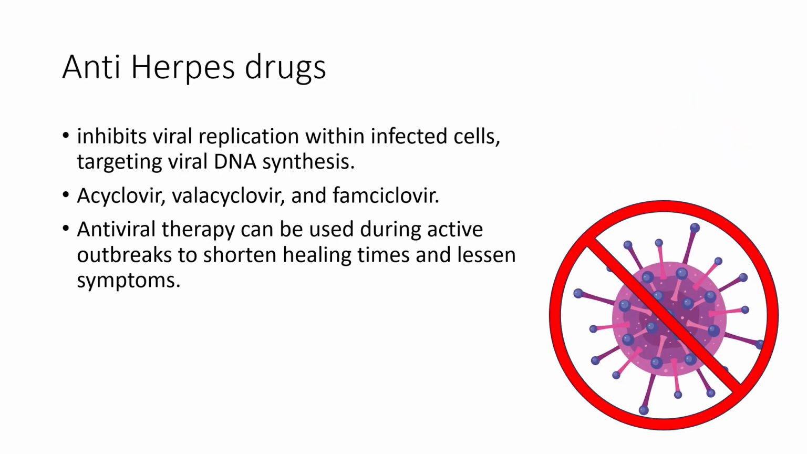Anti-herpes drugs work by inhibiting viral replication within the infected cells. These drugs target viral DNA synthesis. Common anti-herpes drugs include your acyclovir, valacyclovir, and famciclovir. Antiviral therapy against herpes is usually used during active outbreaks to shorten healing time and to lessen the symptoms.